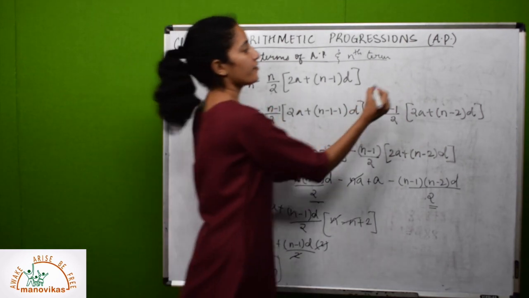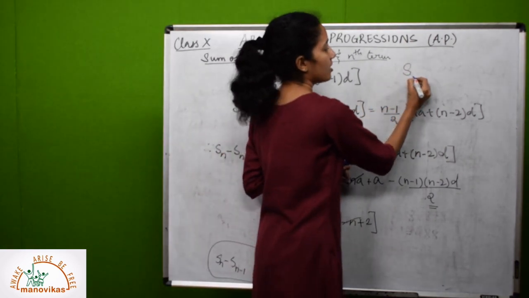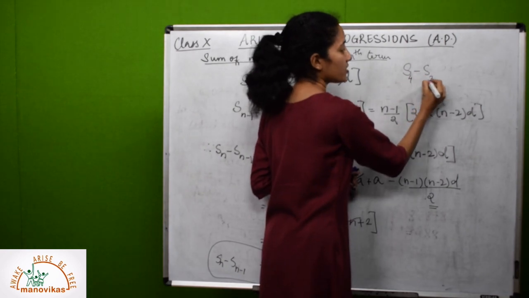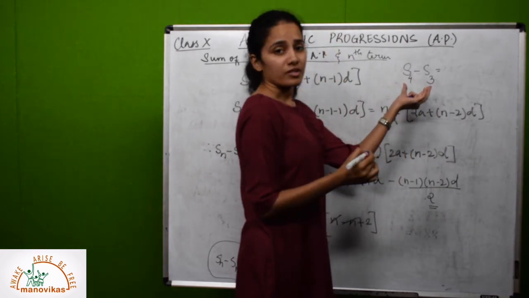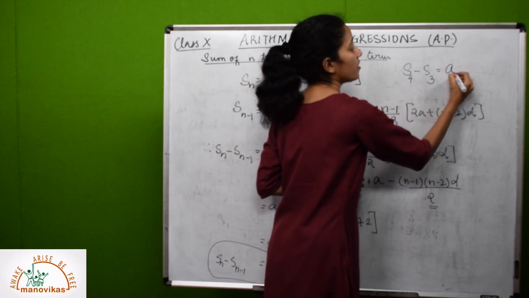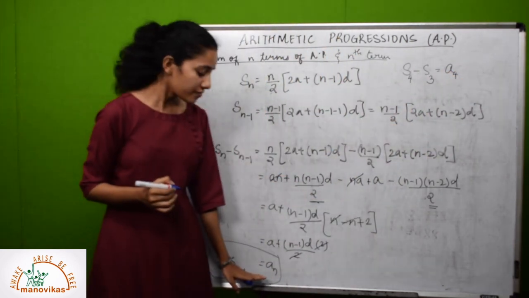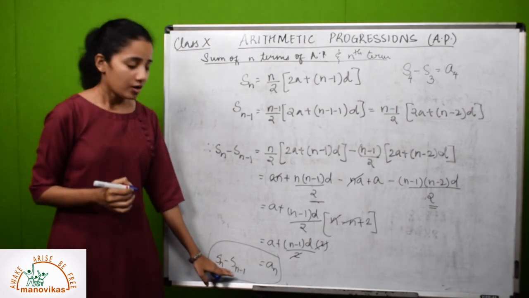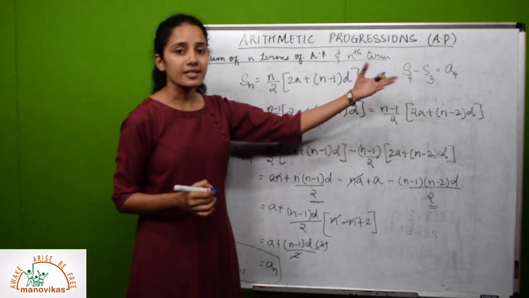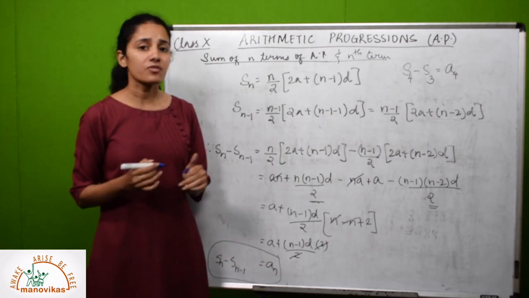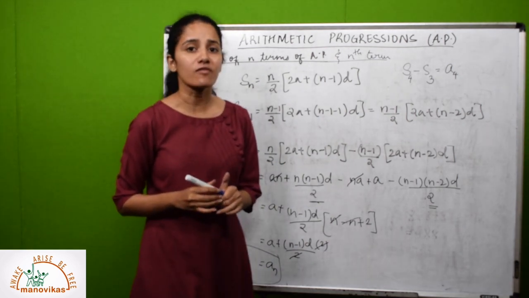Which means that, say, if you have the sum of the first 4 terms and you subtract the sum of the first 3 terms, this subtraction will be nothing but the 4th term. So this formula you can use when you are given the sum of n terms and the sum of n minus 1 terms to calculate the nth term.